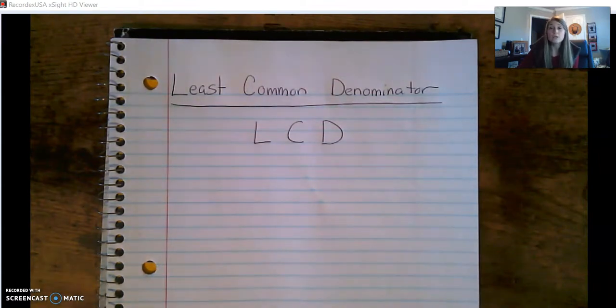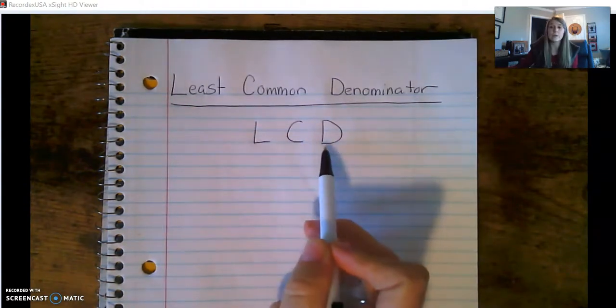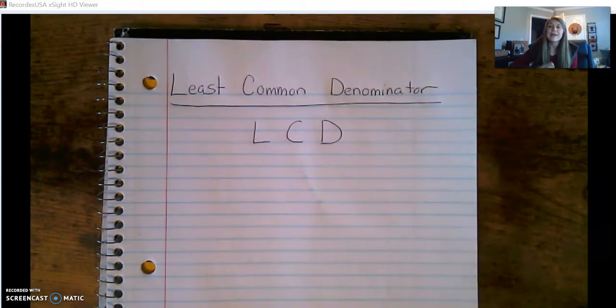Yesterday, we also talked about making equivalent fractions. So we're going to use these two ideas from yesterday, least common multiple and equivalent fractions, to help us understand this new concept today, least common denominator. We looked yesterday at how we add and subtract fractions with like denominators. And we reminded ourselves that we simply add the numerators. We don't worry about the denominators.